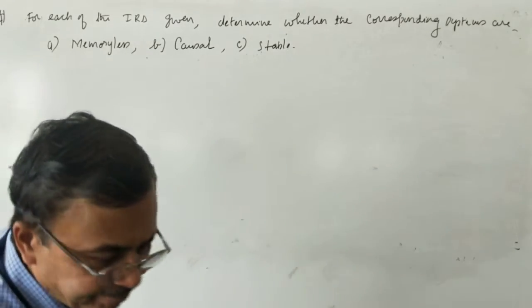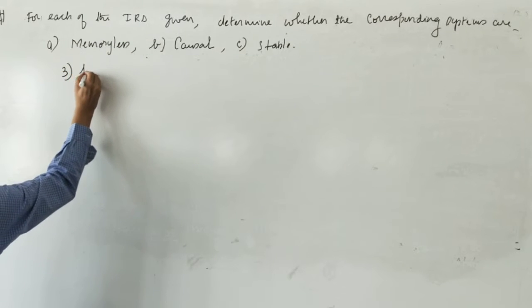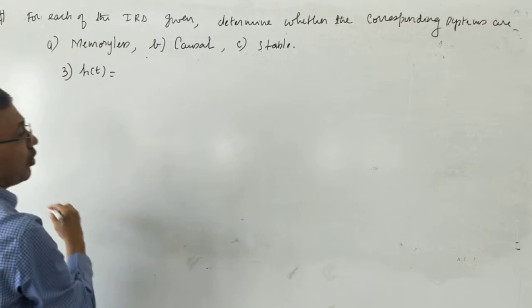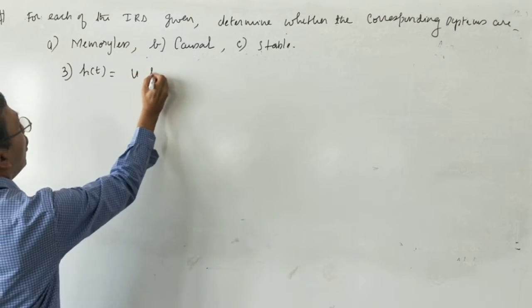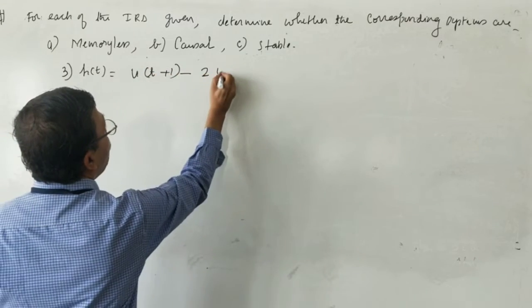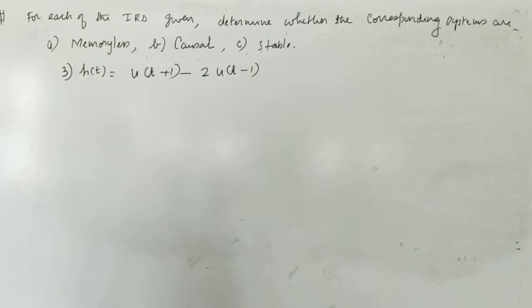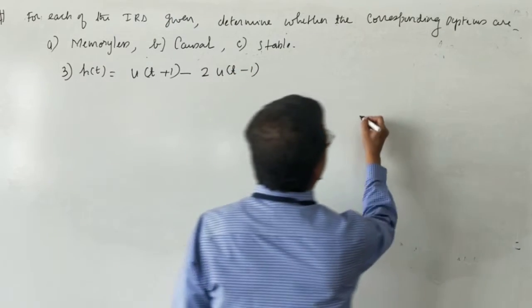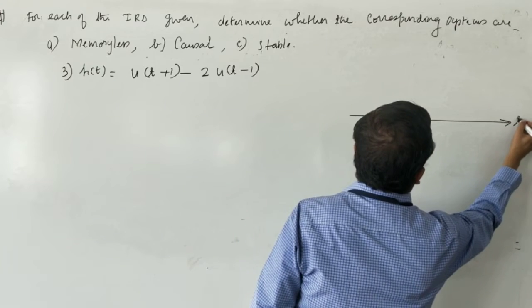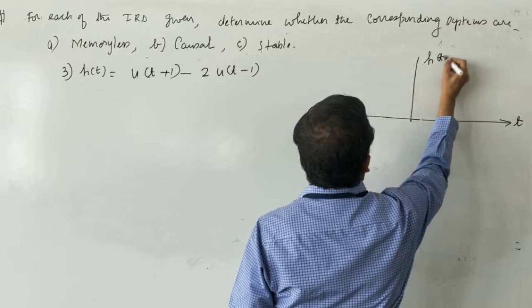Third one. h of t equals u of t plus 1 minus 2 times u of t minus 1. Now I have to sketch what is h of t. Please see the board. X axis is t, y-axis is h of t.